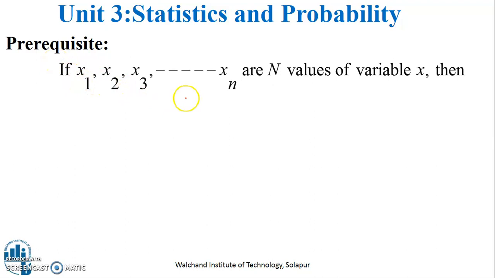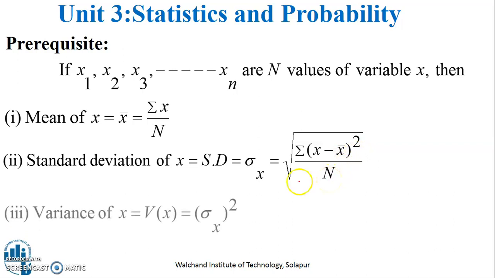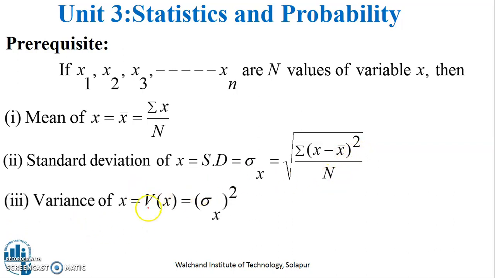If x1, x2, x3, etc. xn are n values of variable x, then first, we can calculate the mean of x, which is x bar equal to summation of x upon n. We can calculate the standard deviation of x, denoted by SD, which is sigma suffix x, equal to the square root of summation in bracket x minus x bar bracket square upon n. Thirdly, we can calculate the variance of x by the formula, V of x is a symbol which is equal to the square of the standard deviation of x.